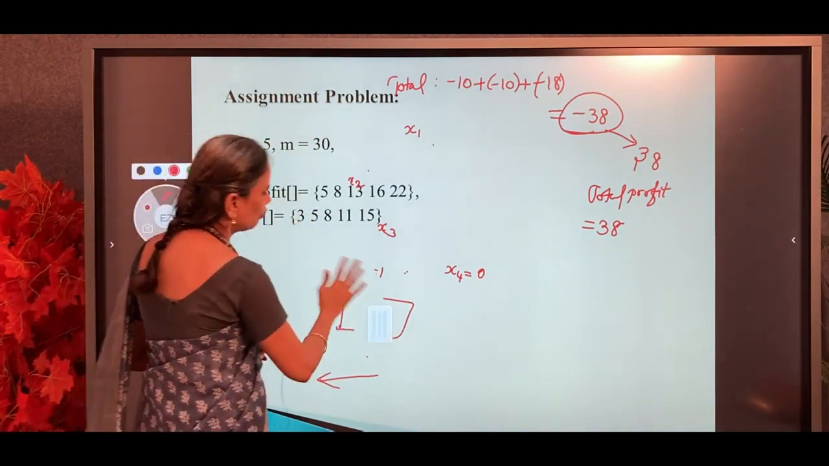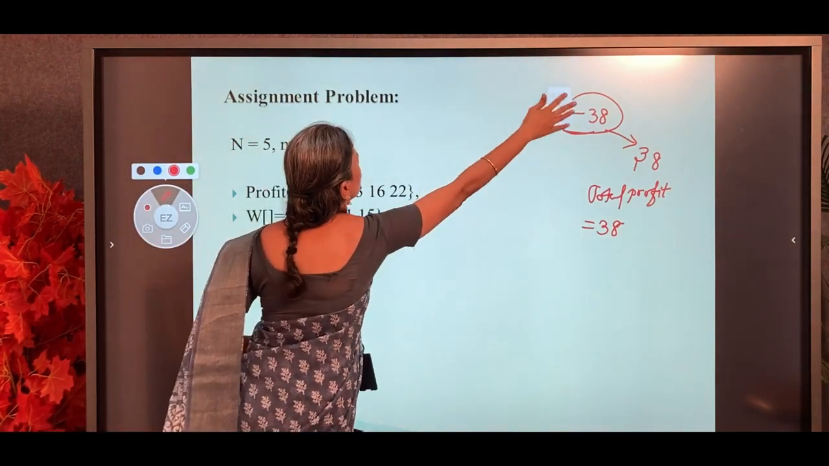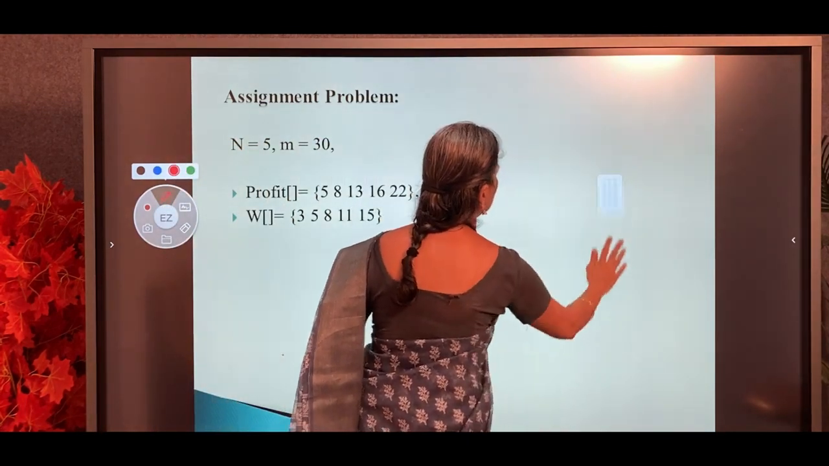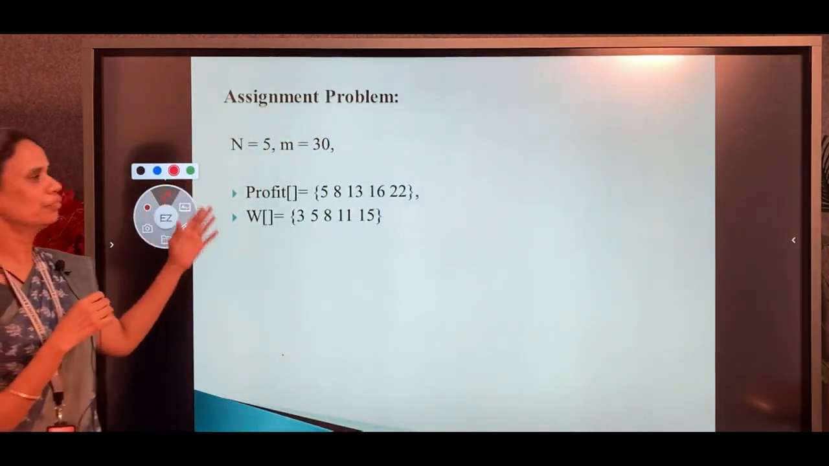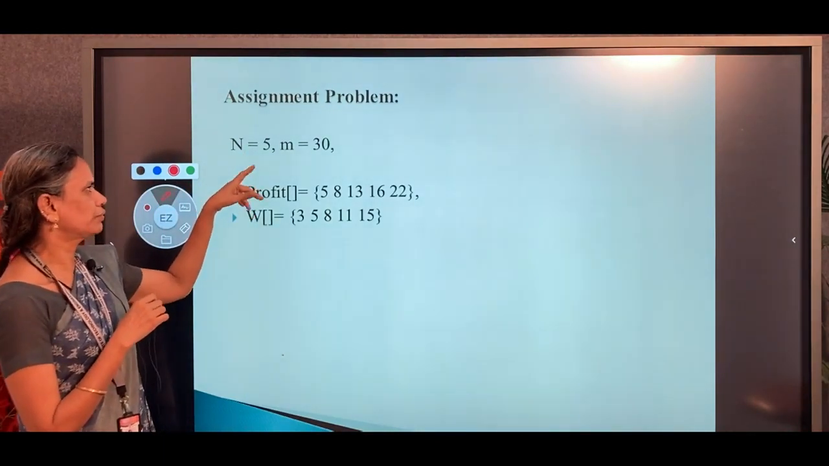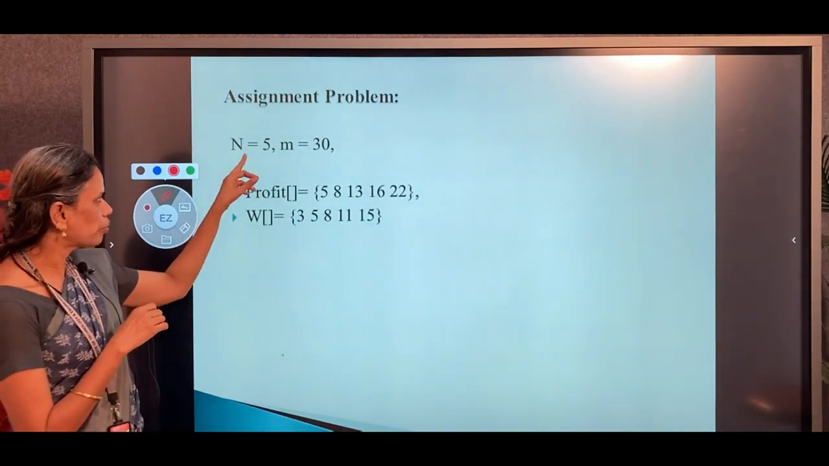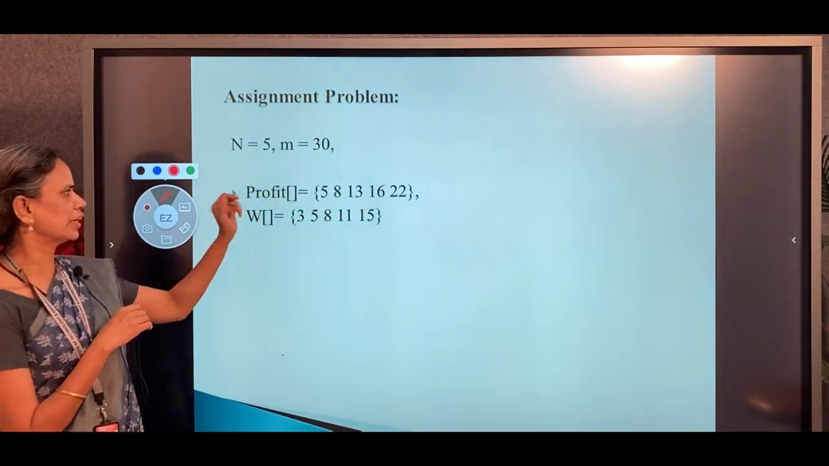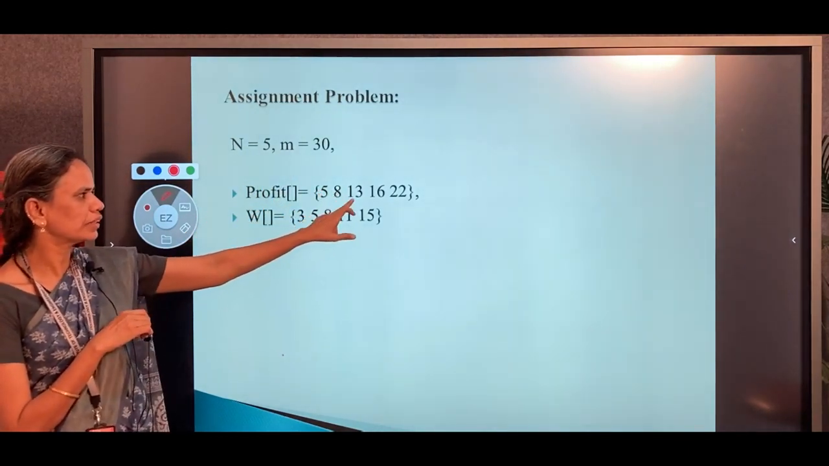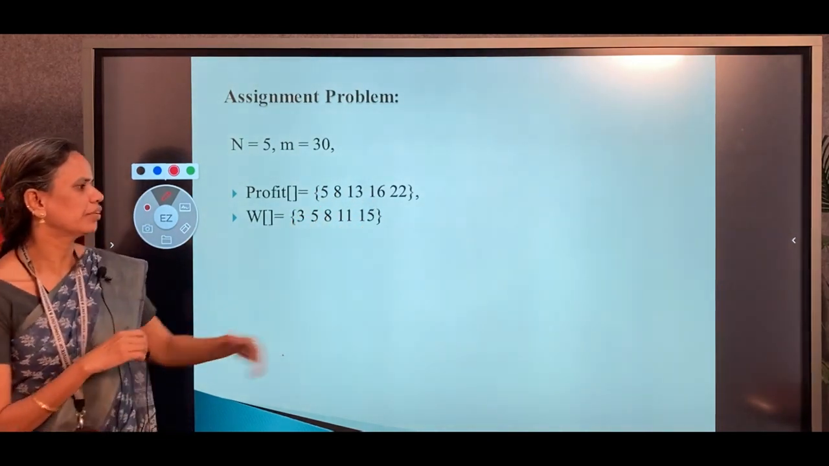For the above problem, finally we have given one assignment problem. Try to find out the profit for a 0/1 knapsack using least cost branch and bound for n number of objects with maximum capacity as 30, and with profit of each and every object being 5, 8, 13, 16 and 22, and its corresponding weights will be 3, 5, 8, 11 and 15.